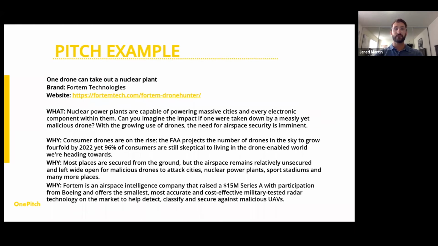The brand or the company that was submitting the pitch was Fordham Technologies. This is their website, and you'll notice the URL for that website is not just the homepage, but it does actually take them to a specific web page. And in this case, they were talking about their drone hunter drone. And so the team at Fordham decided it would be much better to send them to this page, again, where they could find more information, they could refer to images, and they could have more of a description outside of what the pitch was that they presented to them.